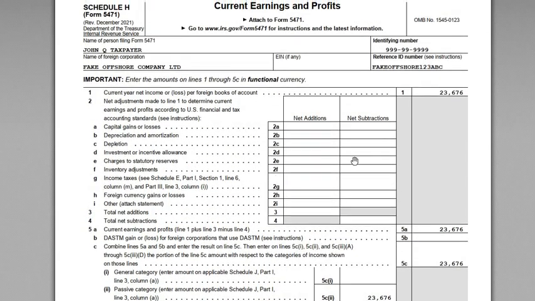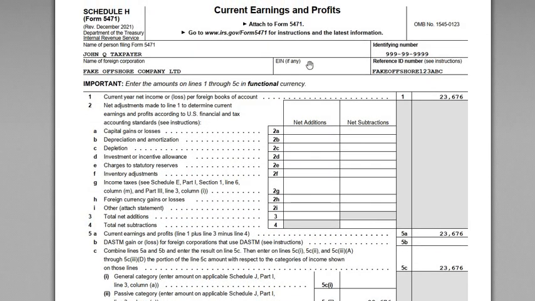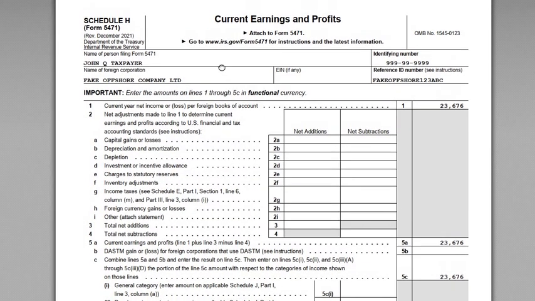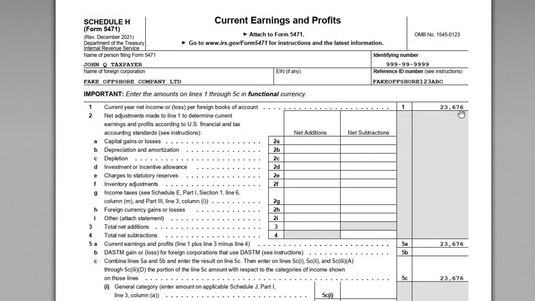Okay, so if we go back to our financial statements here, we have our balance sheet here on the right, the profit and loss on the left. We can see here our net income or loss per books is $23,676. So when we look at our Schedule H, that's our starting point, right? So $23,676. And then any kind of additions or subtractions are made here. Now, because we're trying to make a very simple example here, we don't have any adjustments to E&P.